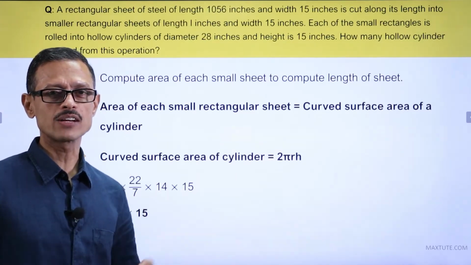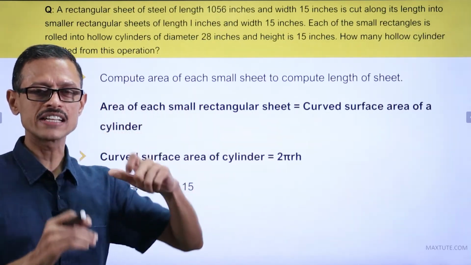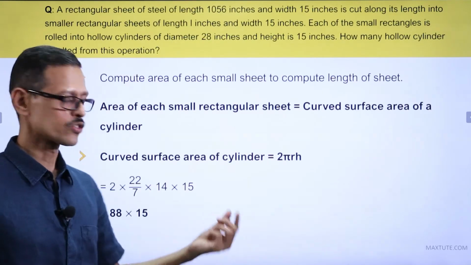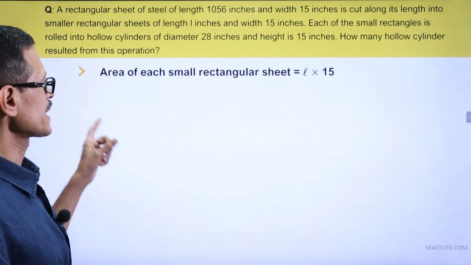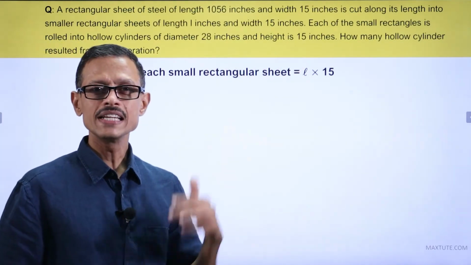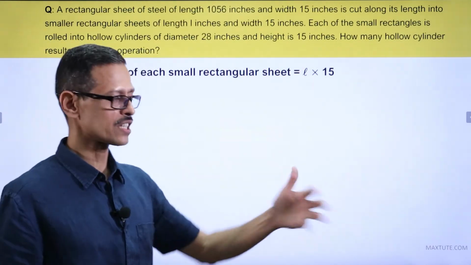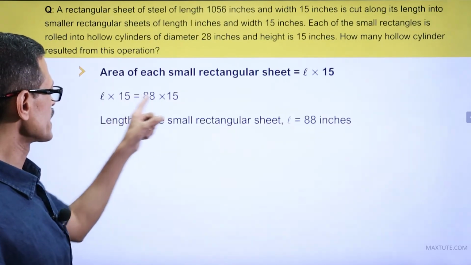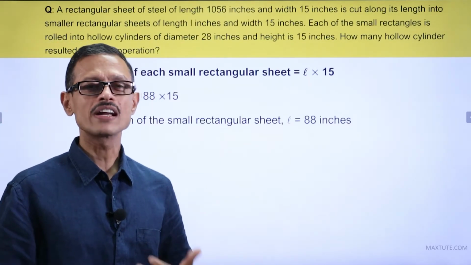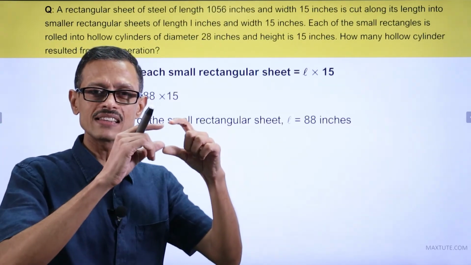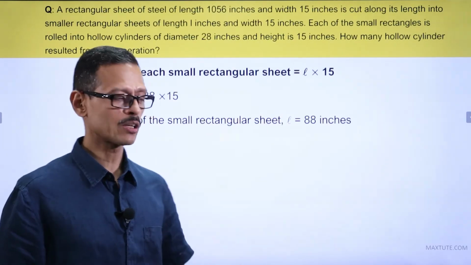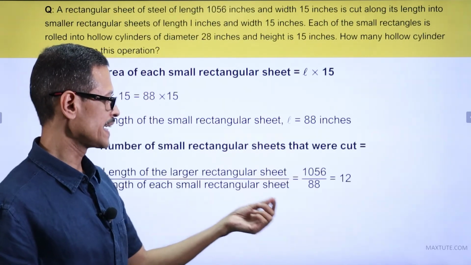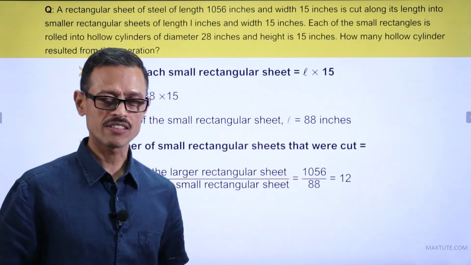Do not bother finding this value, because for the rectangular sheet the width is 15, so it is going to cancel out. There's no point doing the calculation at this point. Quickly find the area of the rectangular sheet, which is L times 15, and equate it to the curved surface area of the cylinder. So L times 15 is equal to 88 times 15, or L is equal to 88. We know the length of each small rectangular sheet. How many sheets can we make? 1056 divided by 88, which is equal to 12. That's the answer to the question.